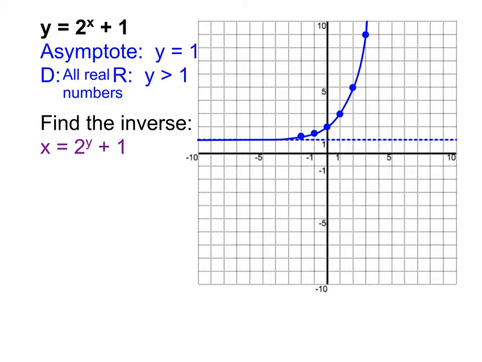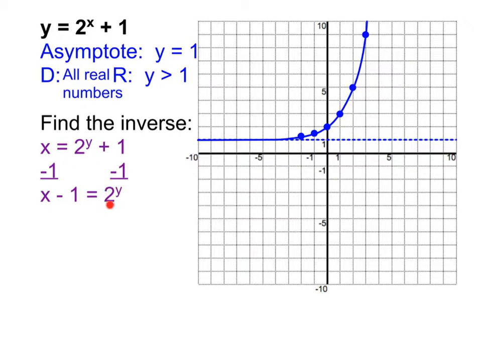In this case, we physically do that in our equation. And then, for the equation, we just need to now write it as y equals. So that means solving it. Well, in order to solve this equation for y, what should I do first? Well, this 1 is in the way. It's not in the exponent or anything like that, so let's move that out there first. So I start by subtracting 1 from both sides. Now I have x minus 1 equals 2 to the power of y.